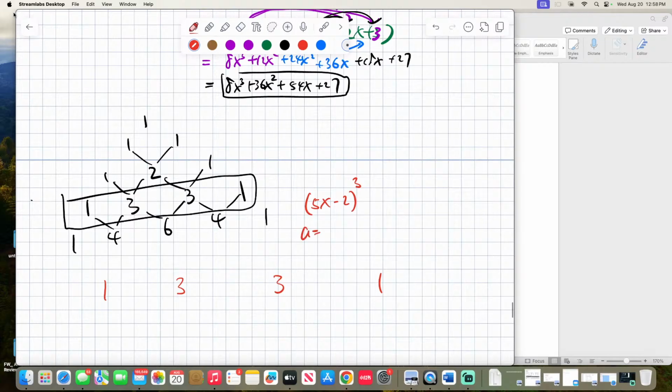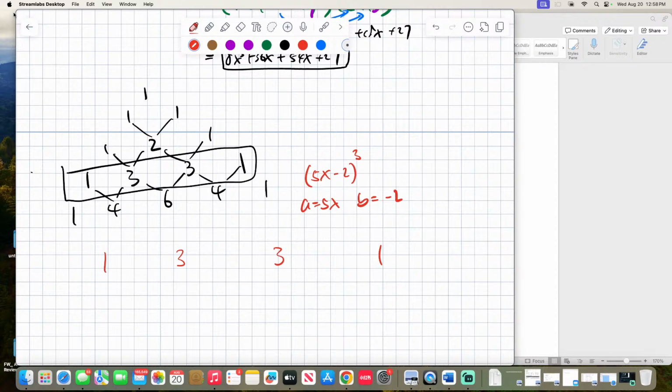And then a is equal to 5x, b is equal to -2. Now, this -2 is gonna change the signs to alternating. So I'm gonna start writing by the a. So this is 5x to the third power. And this is 5x to the second power. This is 5x to the first power. And this is 5x to the 0 power. So I went in descending order. I just slide it down.